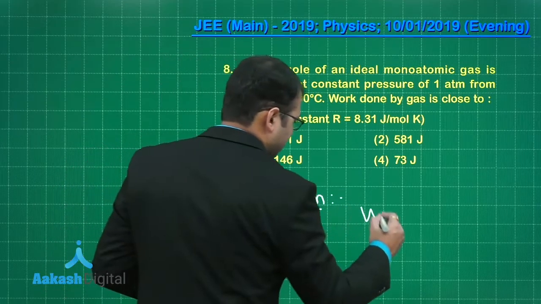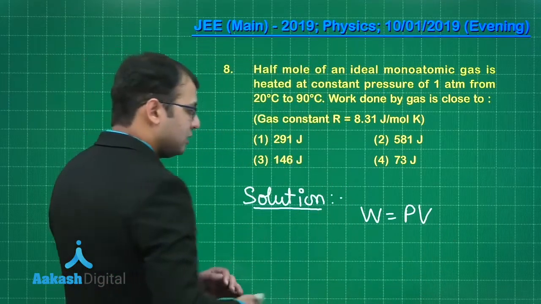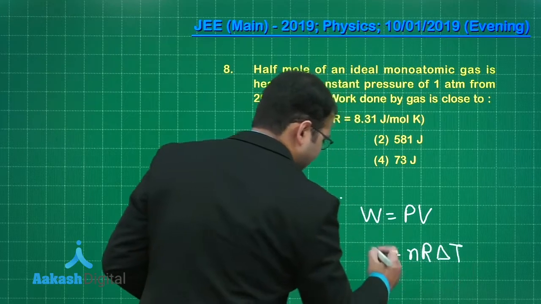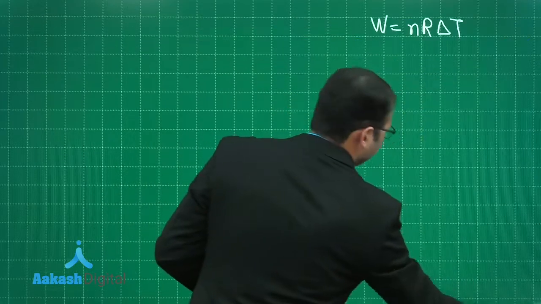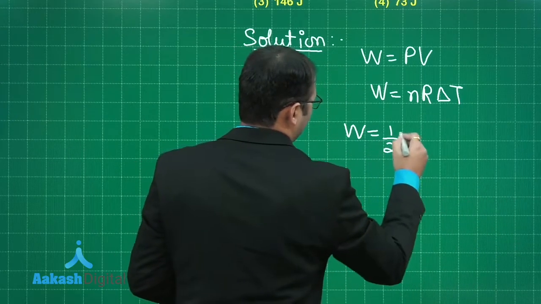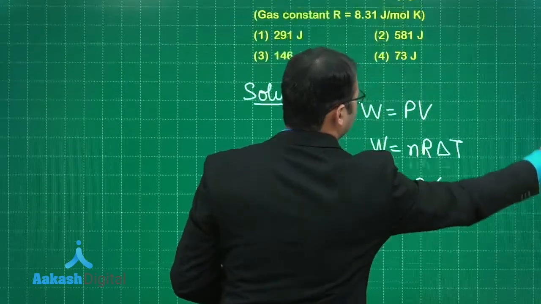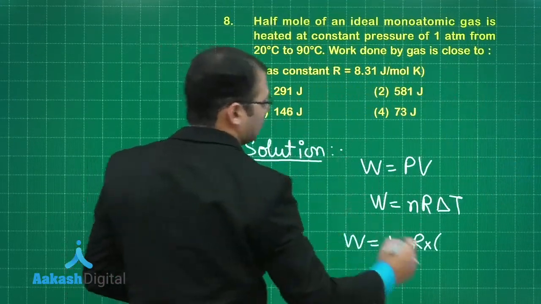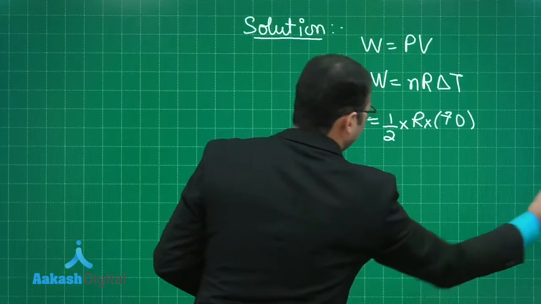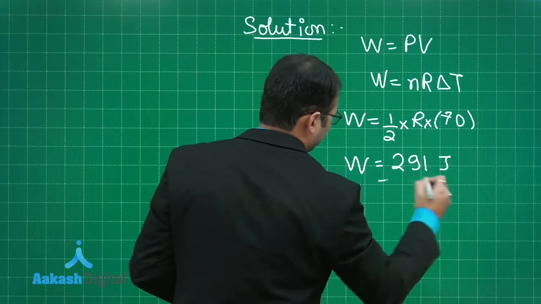where you can say work done would be equal to pressure into change in volume, pressure being constant here. This can also be written as nR delta T, right? So, you have the value of n as half. So, work done would be half, the value of R, into the temperature change. So, simply this would be 90 minus 20, that would be equal to 70 degrees centigrade. So, from here you will find the answer to be 291 joules approximately.